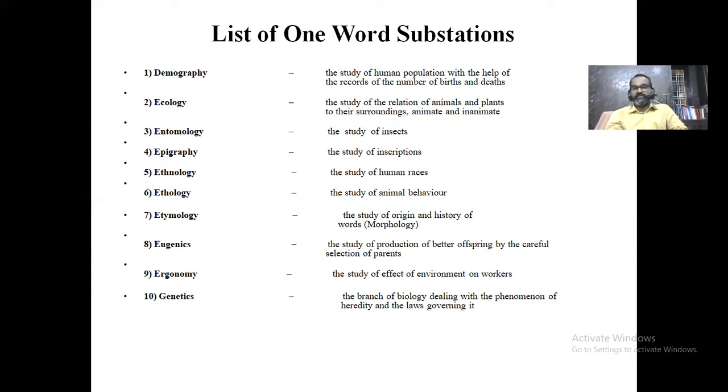Then ethology, the study of animal behavior. Ethology is about the study of animal behavior. Psychology, in contrast, means human behavior. At the same time, ethology means the study of animal behavior.